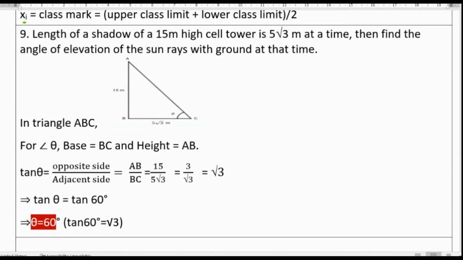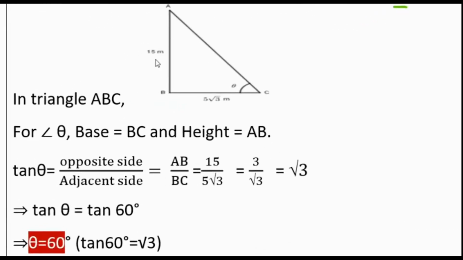Ninth question. The length of the shadow of a 15-meter tall tower is 5 root 3 meters at a time. Then find the angle of elevation of the sun with the ground at that time. So the length of the tower is given as 15 meters. The length of the shadow is given as 5 root 3 meters. We have to find the angle of elevation of the sun with the ground. So we have to find theta here.